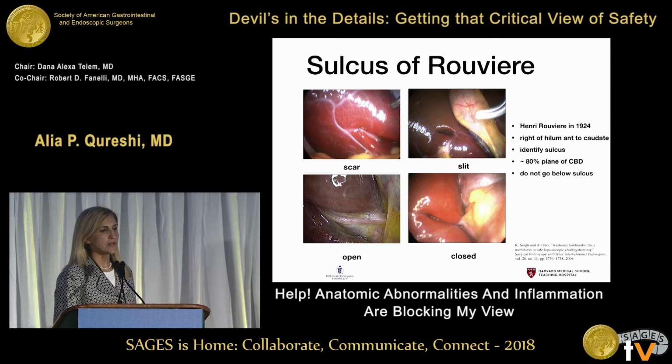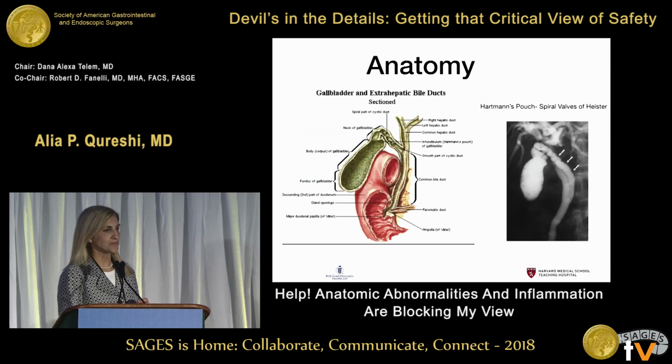So the Sulcus of Rouviere runs on the right side of the hilum, anterior to the caudate. It can be identified as a scar, it can be a slit, it can be open or closed depending on the definition. It's very important to recognize it because typically about 78% of the time, according to studies, this is where the cystic duct actually comes off the common bile duct. In any case, you don't want to dissect below this area. And if you do, you will end up in trouble.